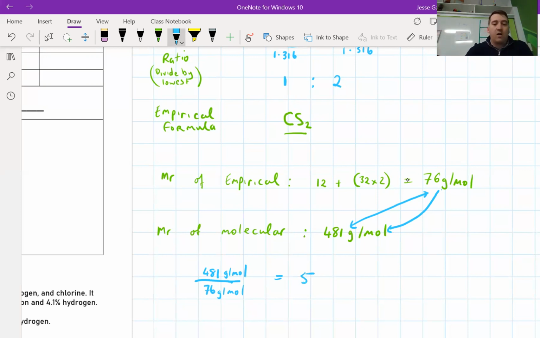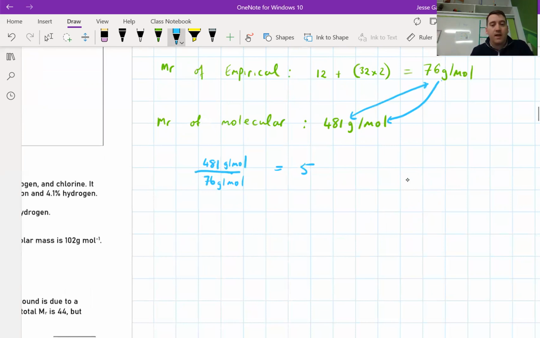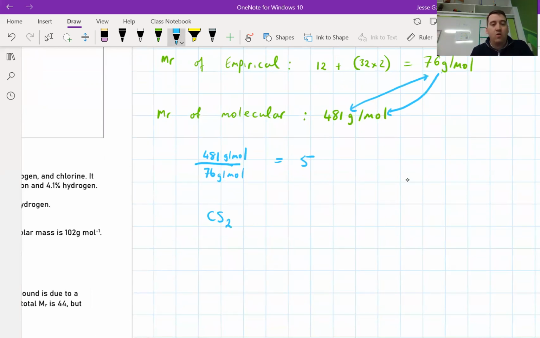So now we can take our empirical formula, CS2, and we know that the molecular formula is 5 times this, which means 5 times everything in here. That's going to give you C5S10. So we multiplied the C by 5, multiplied the S2 by 5. So the molecular formula is C5S10. It's 5 times the empirical formula.